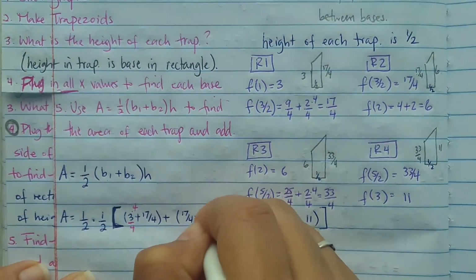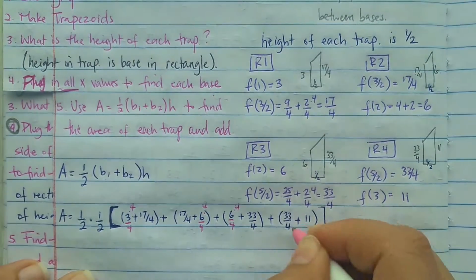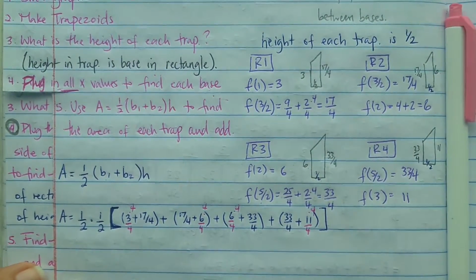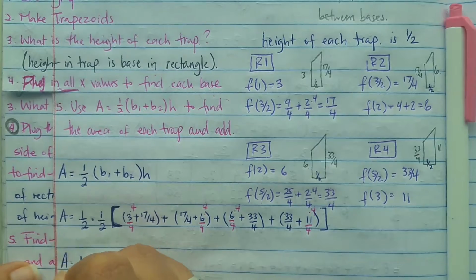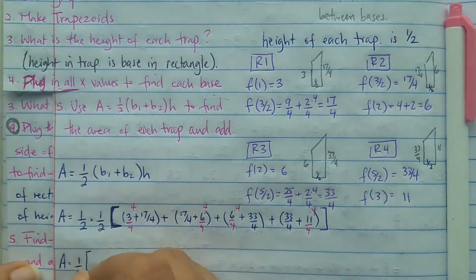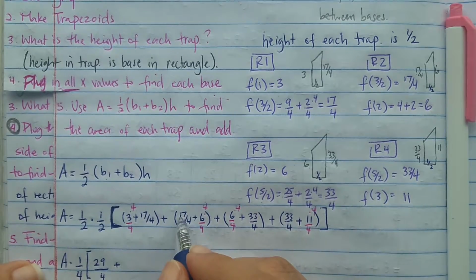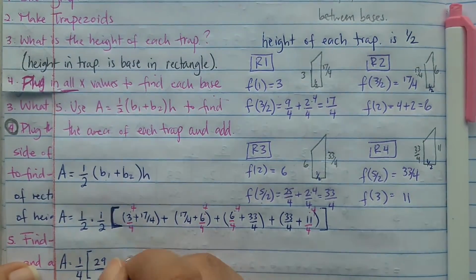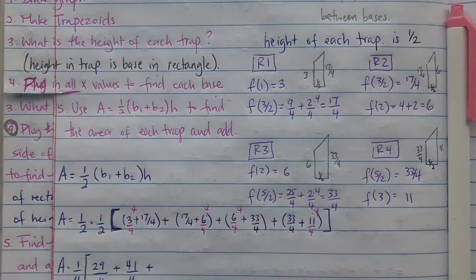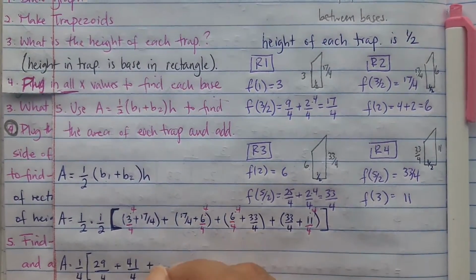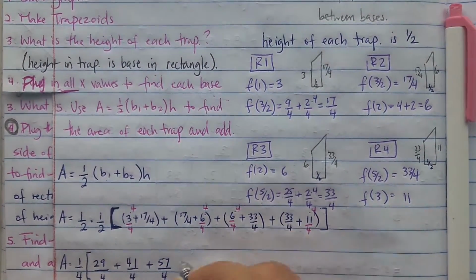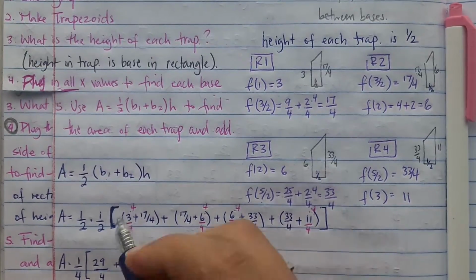Alright, make all the denominators the same, so we're going to make them all 4. If you do it at the bottom, do it at the top. So we're going to get 1/2 times 1/2 is a quarter. And then that's going to be 12, 17, 29 plus 24 and 17, 41 plus 57 plus 77, all over 4.